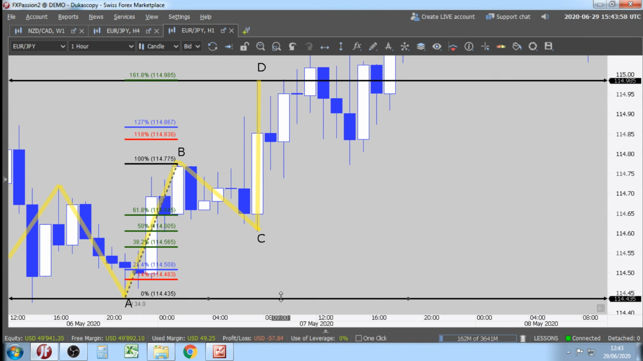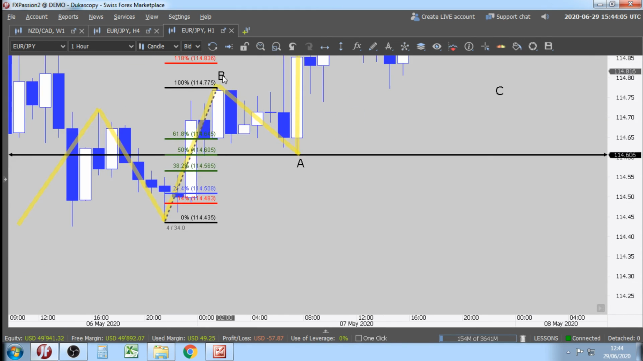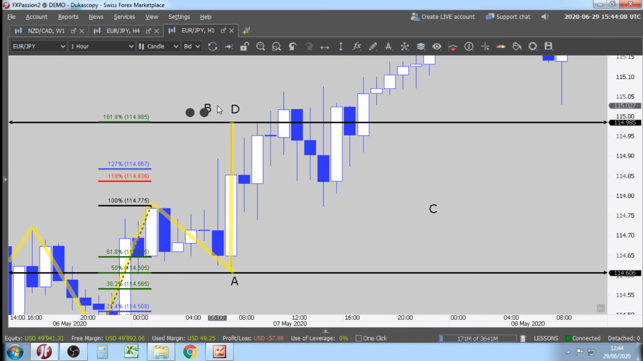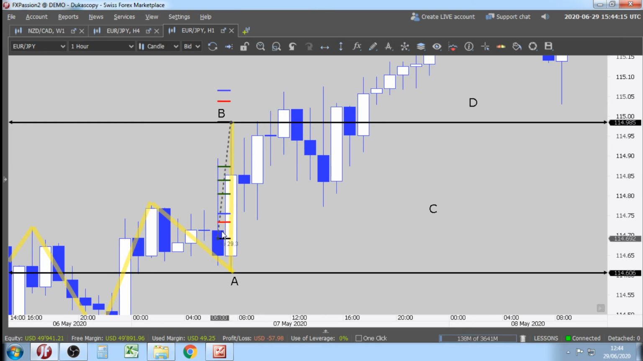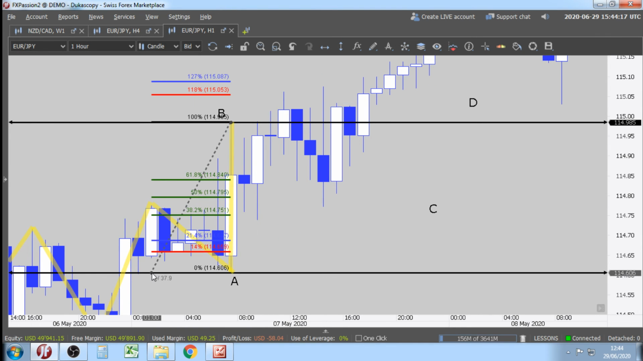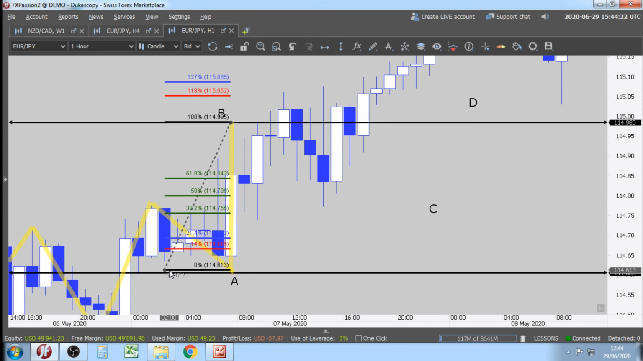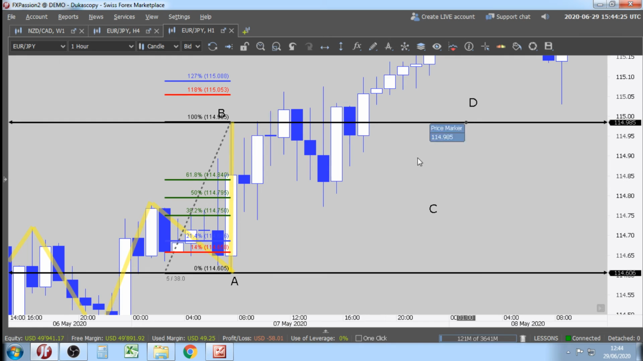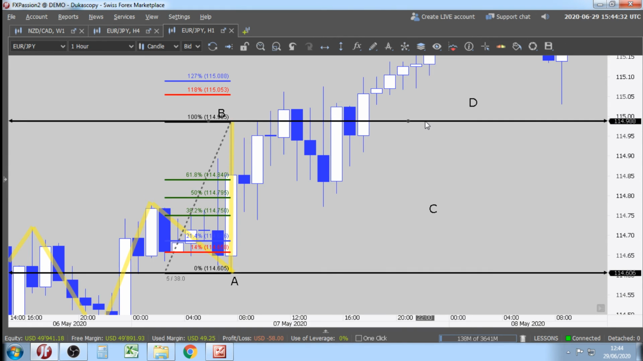A, B, C, D again, right? So A goes to C. There you go. B goes to the D. There you go. I'm going to delete this Fibonacci sequence. And now, what can you see, everybody? Can you see this happens time to time? The A and the B is the same candle. Or is it? Is the B the same candle?